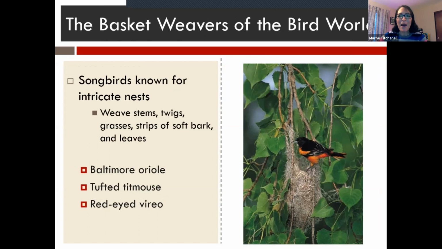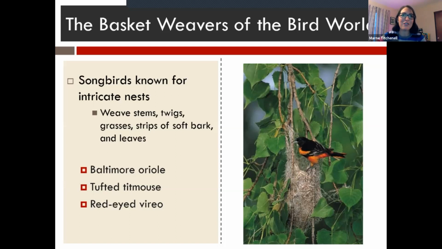Another really neat thing about the songbirds is the fact that they build these intricate nests. You could call them the basket weavers of the bird world. We could spend a whole talk talking about the different nests that birds make, which I find fascinating, but I've just chosen a few representatives to show you this talent. Really, it is a talent that they have.